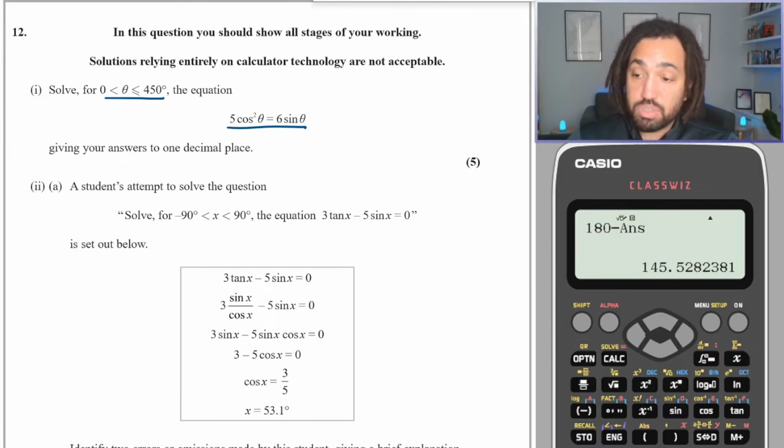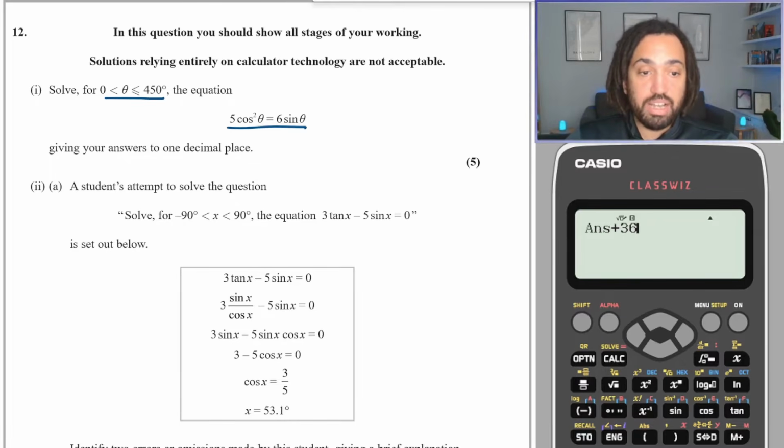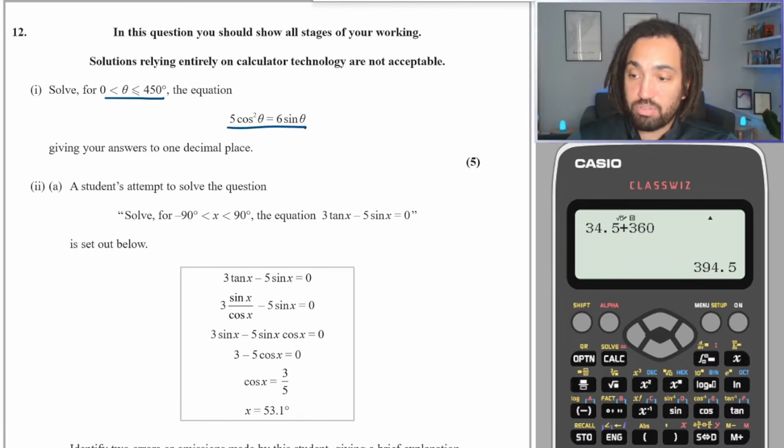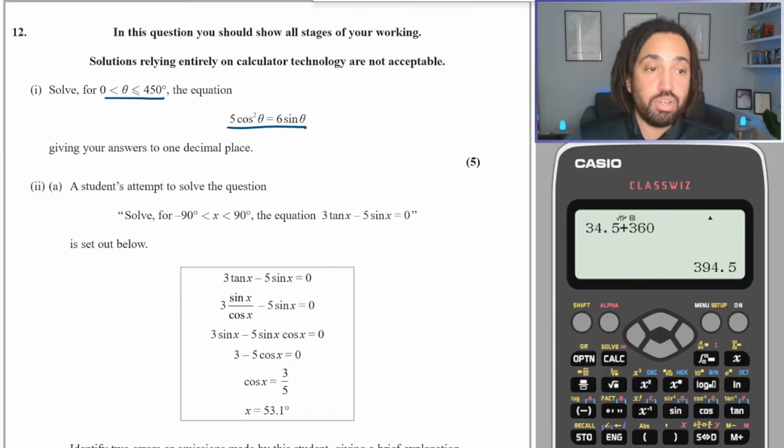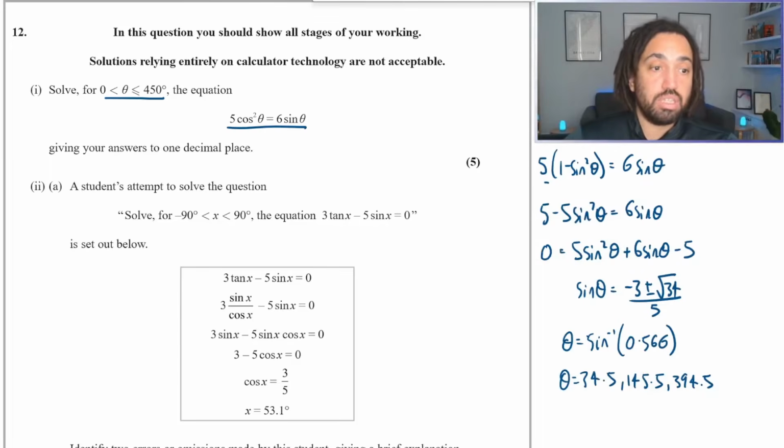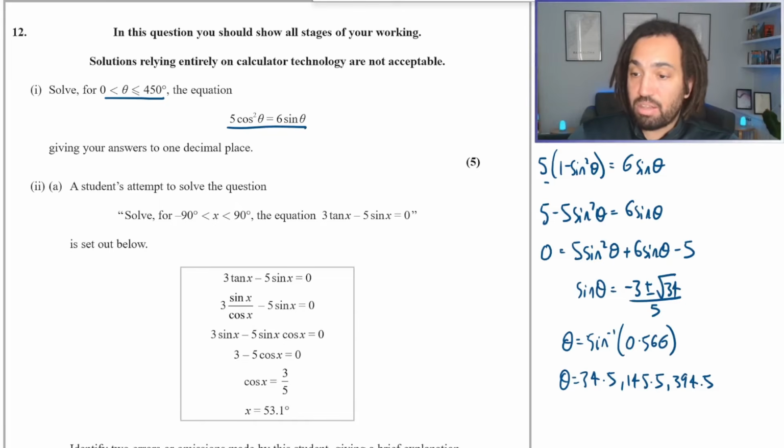And once you've got your two solutions, then you can just add or subtract 360 to either of them as much as you like. So if I add 360 to this one, the second one, that's going to get me over 450. So I don't need to use that one. So I need to add 360 to the first one, and that's going to give me 394.5, which is in the range. So those are the three solutions that we need. Lovely.